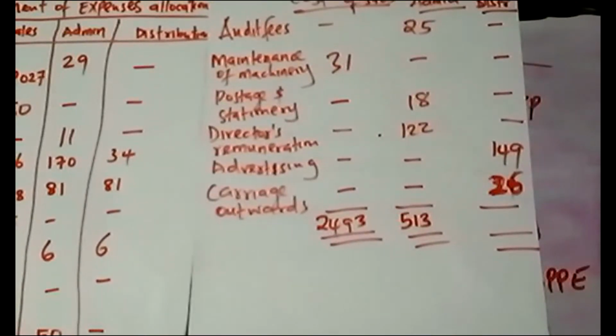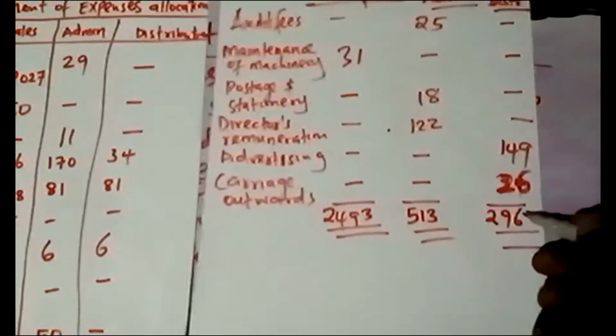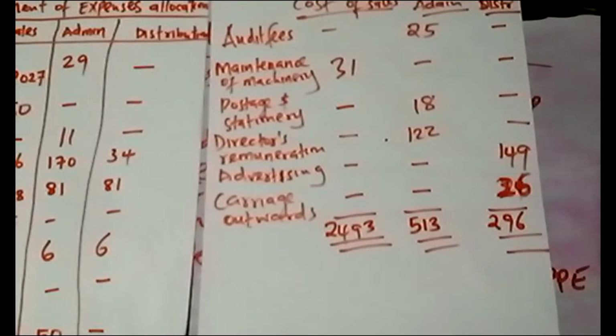So 3481 plus 6 plus 149 plus 26. The last one is 296. So then, which other expense have we not looked at?